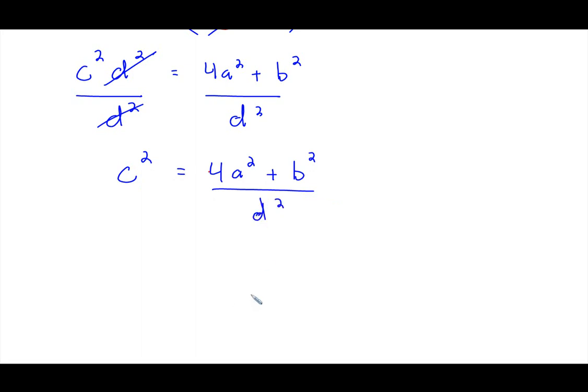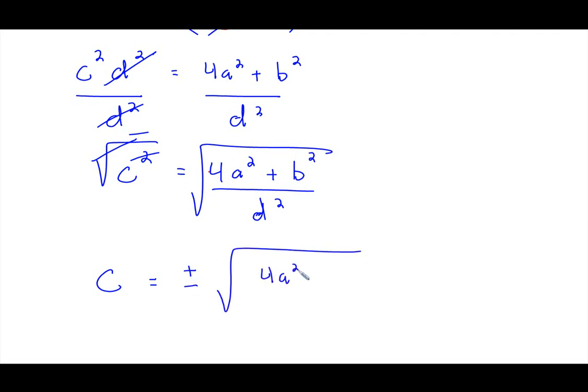And then the last step, we need to get rid of this exponent. So we're going to take the square root, because the exponent and the square root cancel each other. Whatever you do on one side, you have to do on the other side. It's very important to remember that. So the square root and the exponent cancel here, so we get c is equal to. When we square root both sides, you have to remember that you need a plus minus here. So we're going to have plus minus the square root of 4a squared plus b squared divided by d squared.